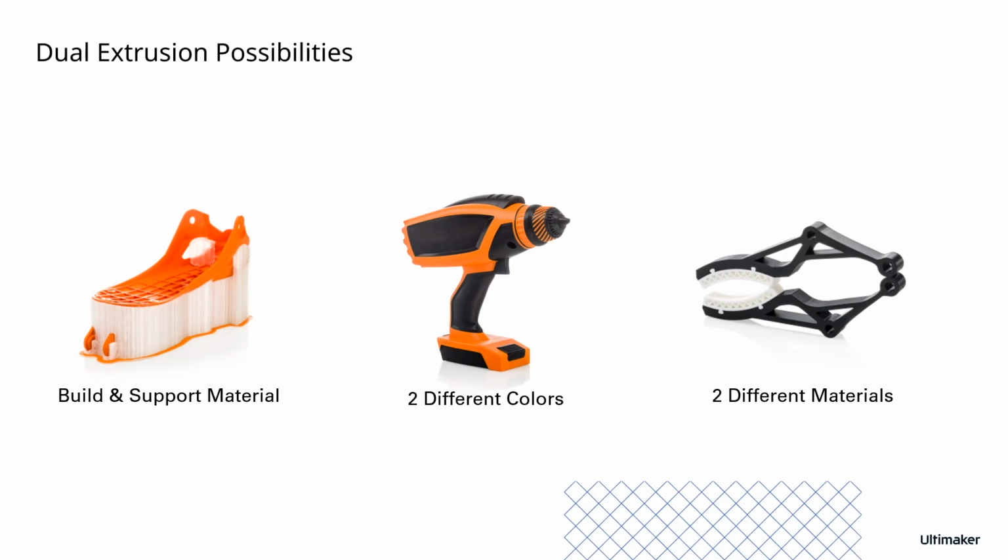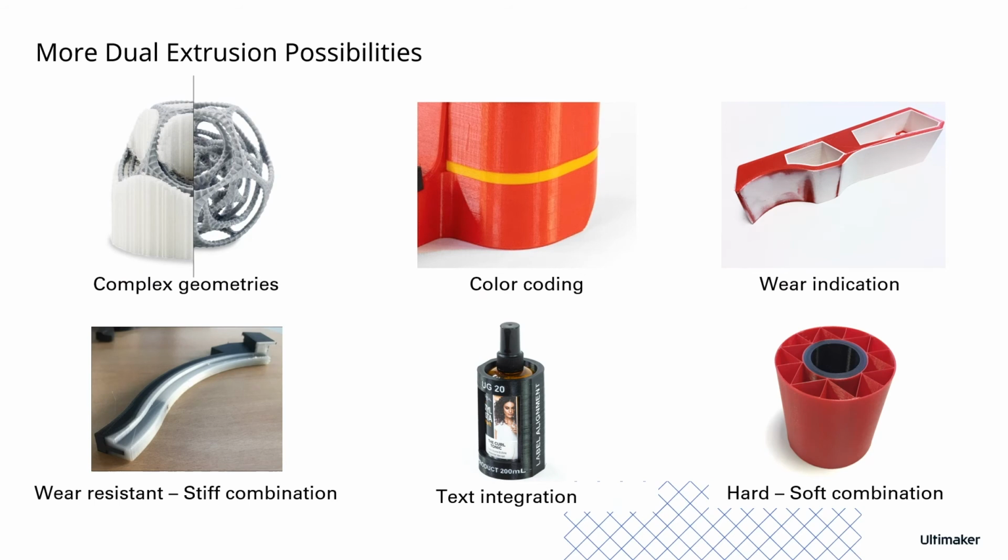1. We can print a build material with one extruder and use the second extruder for a support material. 2. We can print a model in 2 different colors. And 3. We can print a model in 2 different materials. The possibilities that dual extrusion offers are actually much more, such as printing parts with complex geometries, do color coding on all parts, for wear indication to reduce downtime in the production line, combine a wear-resistant material with stiff material in a part, for having text and to have a hard and soft material combination in a part.